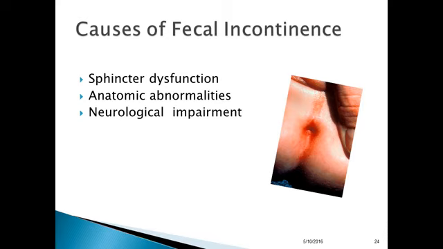Neurologic impairments include those that affect the central nervous system, such as stroke, encephalopathy, and degenerative cognitive problems, as well as peripheral nervous system impairments, which would include toxic neuropathy, cauda equina lesions, and diabetic polyneuropathy. These can also lead to bowel dysfunction and fecal incontinence.